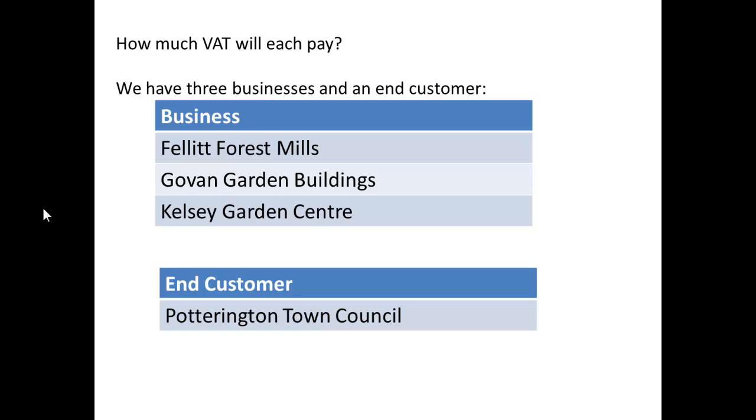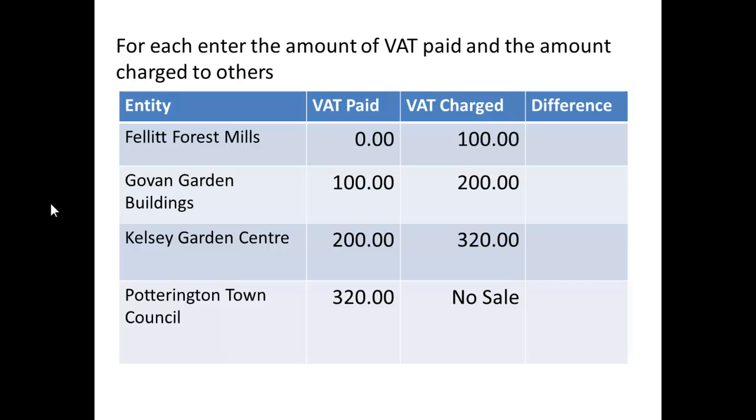We have 3 businesses and we have an end customer. So we have to look at the VAT for each of those, for the Forest Mills, for the garden buildings, and for the garden centre, and for the town council. Right, the Forest Mills, they didn't pay any VAT because they just chopped the timber down, cut it up, but they did charge £100 VAT. Covent Garden Buildings paid £100 and charged £200 on the sheds. Chelsea Garden Centre paid £200 and charged £300 on the sheds. Potterington Town Council, they paid £320 VAT, but they didn't actually sell anything.